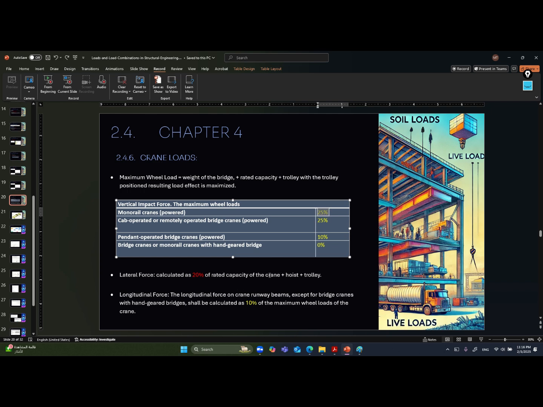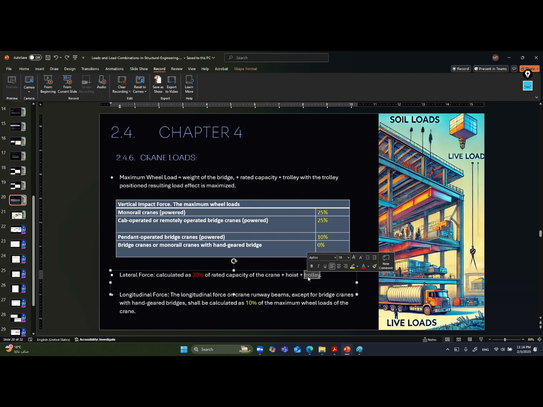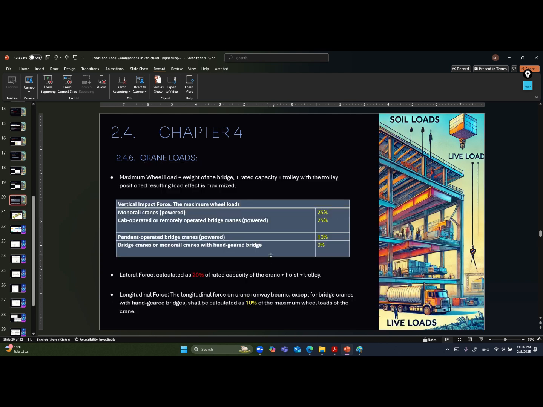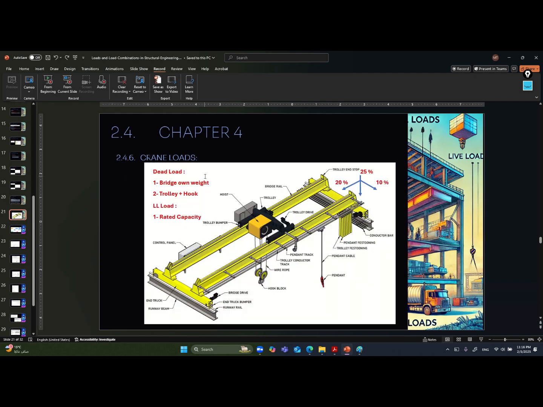trolley, 20% of the rated capacity plus the hoist plus trolley, not the bridge weight. Okay, so the lateral force will not consider the dead weight of the bridge, but will consider only the moving weight, like the trolley, like the hook, like the rated capacity. So it is important to consider that the 20% includes only this one, not the own weight of the bridge. Okay, and that is the idea of the crane. It is important, and we will see it especially for the influence line.